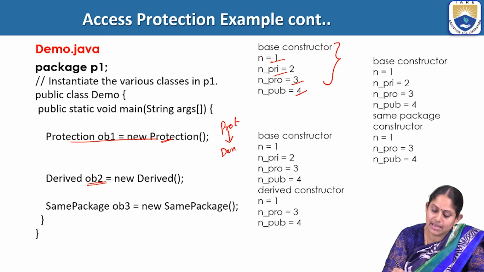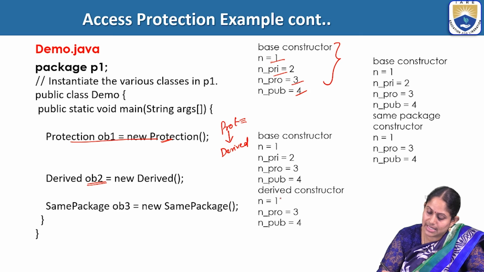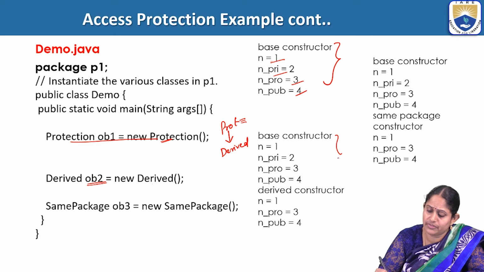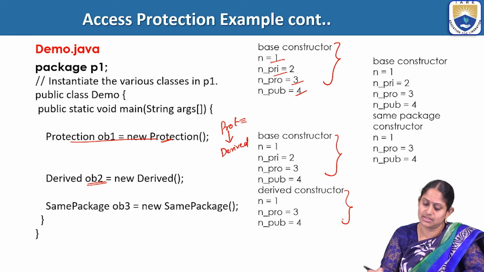The derived class came from the protection class, because of which this derived class can access all the members of protection except the private variable. Since the derived class is derived from protection, when you create an object of it, it will invoke the constructor of protection also. Because of which you get these statements and these two sets of statements.